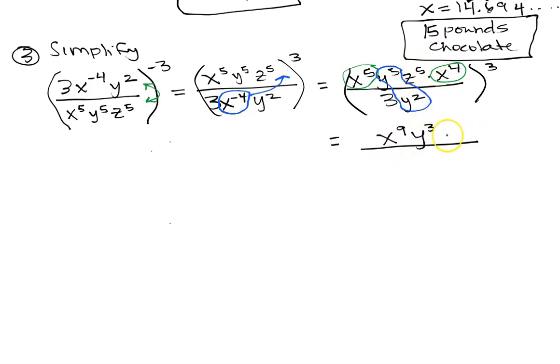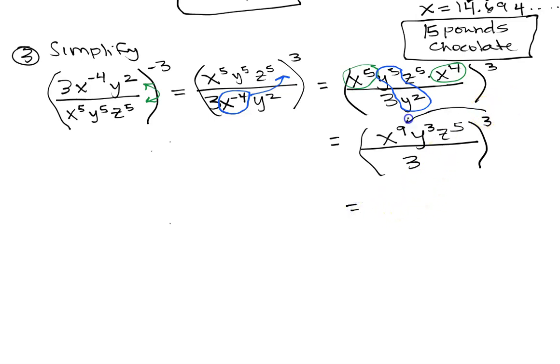And then I still have that z to the 5th. I don't have anything to combine with it, but it's still there. I need to leave it there, and I've got a 3 by itself on the bottom. And it's still all raised to the 3rd power. Okay, and now I'll distribute that power of 3 to everybody. It's just the way I choose to do it.